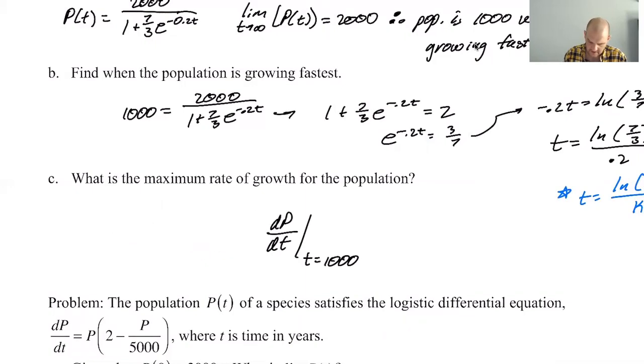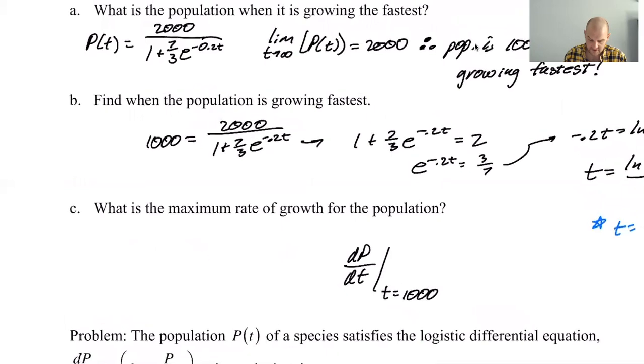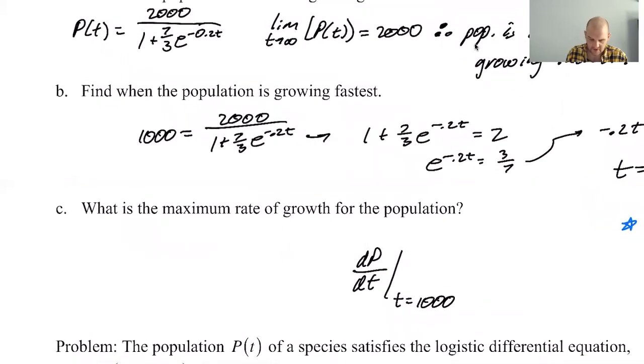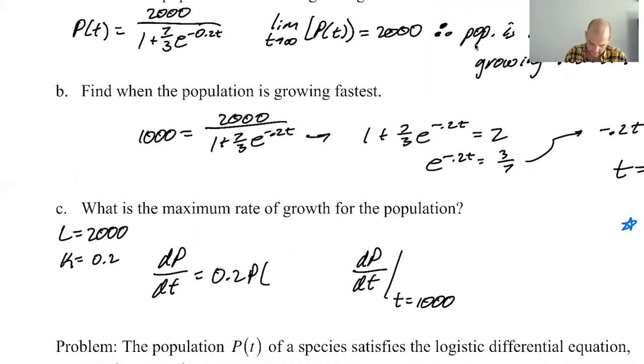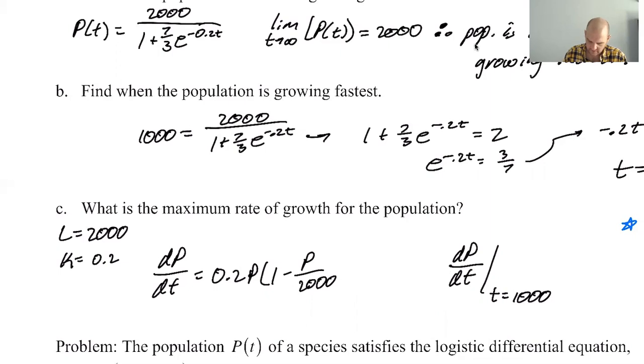So actually, I'll move that over and find the differential equation, which we can do from here, right? We know L is 2,000. We know that K is 0.2, which is all that we need. So dP/dt is K, so 0.2P, and then 1 minus P over 2,000. Didn't give myself enough room. That's the story of the notes.